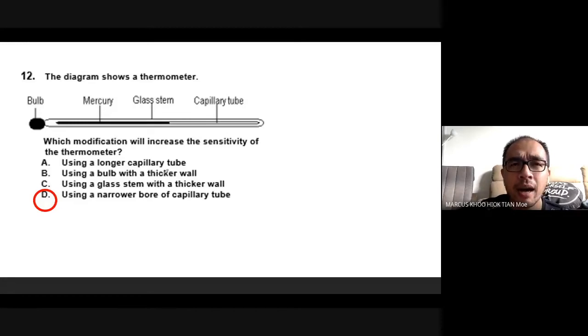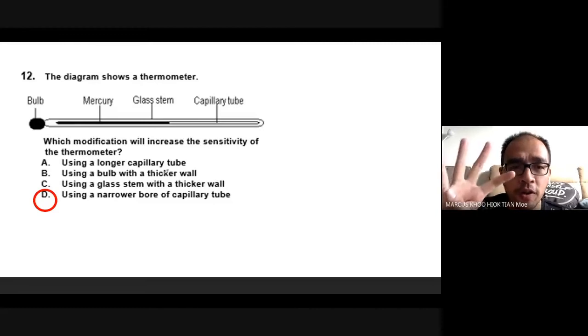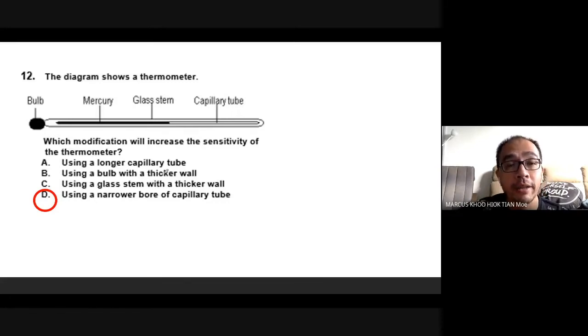I think there are either 3 or 4 modifications that, if you want to increase the sensitivity of the thermometer, my advice to you is to remember these modifications. Okay, because it's not that difficult lah.